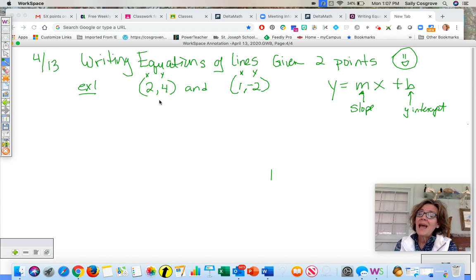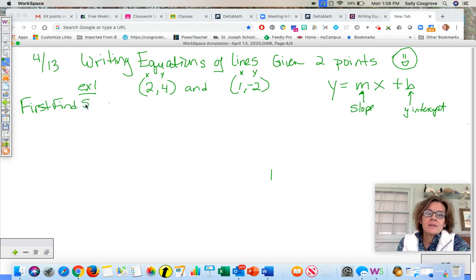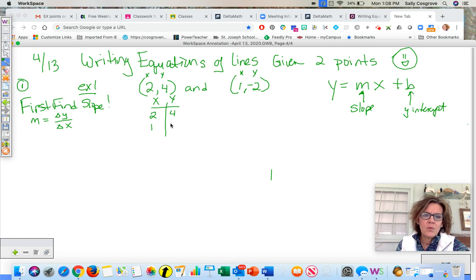Well, let's see. If I have 2 points, can I always find the slope between those 2 points? I can. You can always find the slope between 2 points. So let's do that. First, find the slope. And if you remember, our slope is defined by the change in the y direction over the change in the x direction. What we always did is that we put our points in the table: x, y, and then 2, 4 and 1, negative 2.